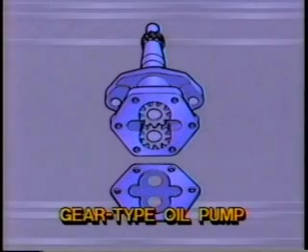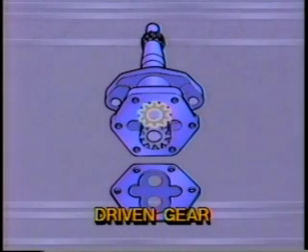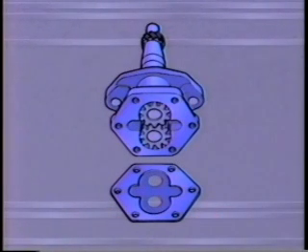The first is the gear type design. In this oil pump, there are two spur gears, a drive gear and a driven gear, mounted in a close-fitting housing. When pumping, oil is carried around the outside of each gear in the space between the gear teeth and the case. As the teeth mesh in the center, oil is forced out, producing oil pressure.